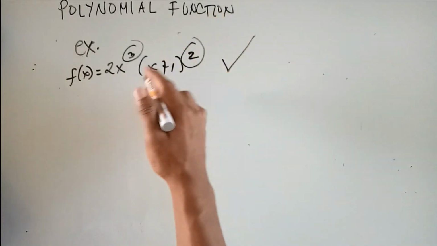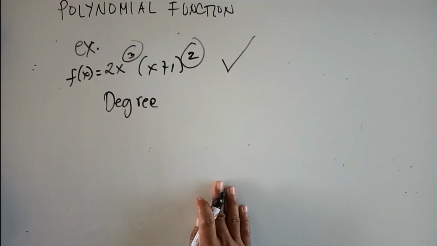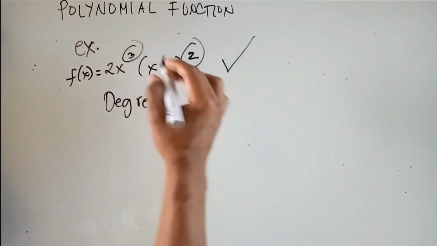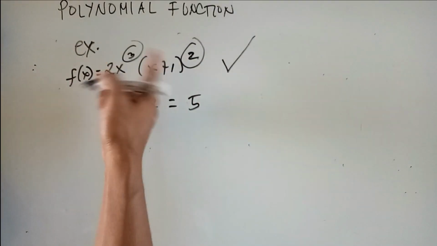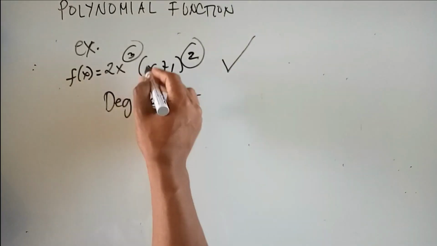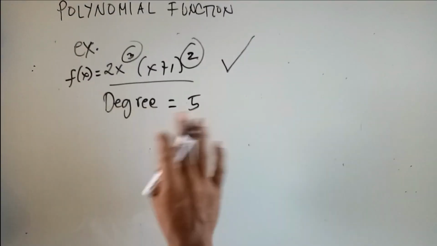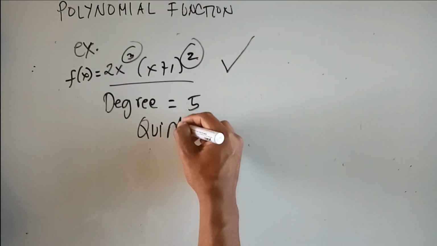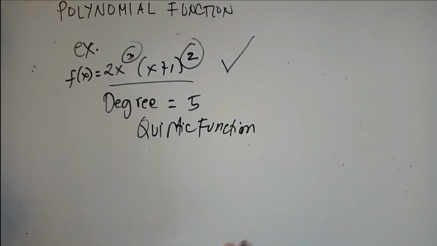But if you're going to get the degree of this, it's very easy. You're just going to add it up. This is going to be 2, and this is going to be 3, and the degree is going to be 5. Just add the exponents, because you are multiplying here. So the degree is 5. If the degree is 5, therefore that is what we call a quintic function. It is a special type of polynomial function named a quintic function.